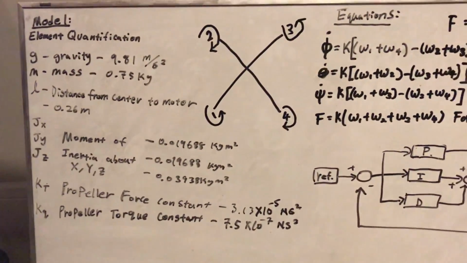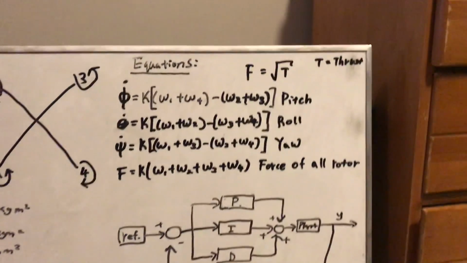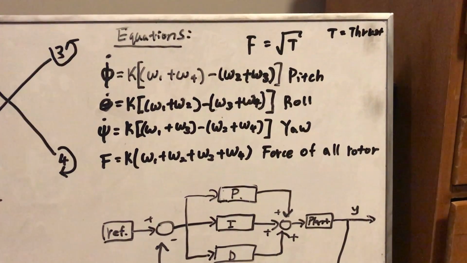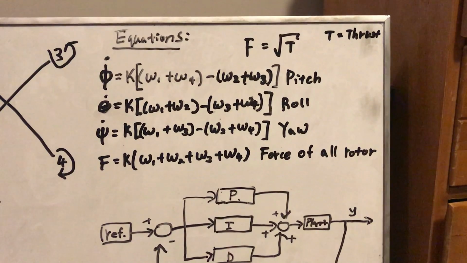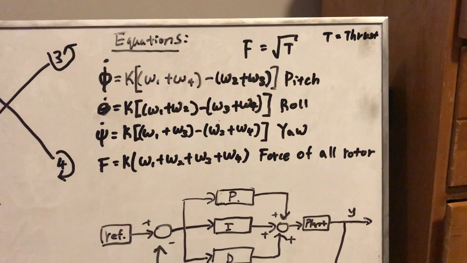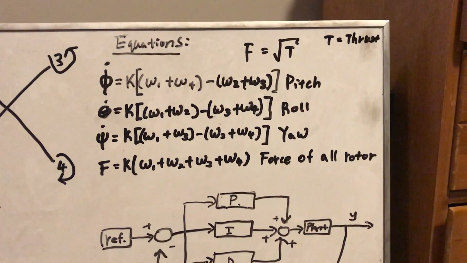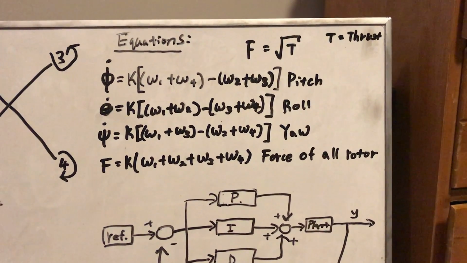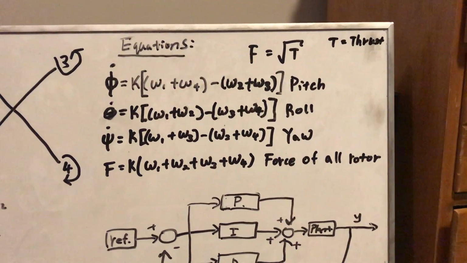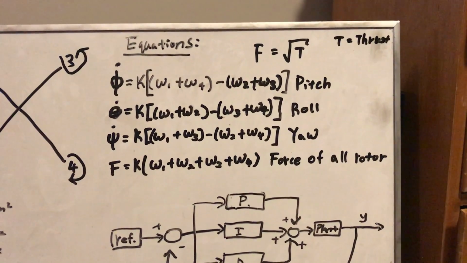So there's four main equations for the actual system. You have your roll rate, your pitch rate, your yaw rate, and then your thrust force. So that's what these are here. Basically, you have a proportional constant, which is what the K's are equal to, and then the omegas are the angular velocity of each of the individual rotors. Here's a simple block diagram.